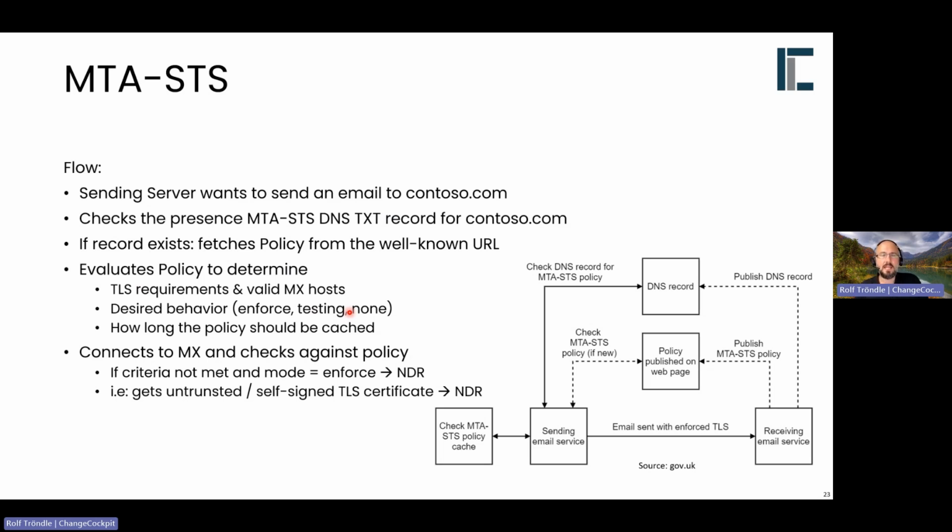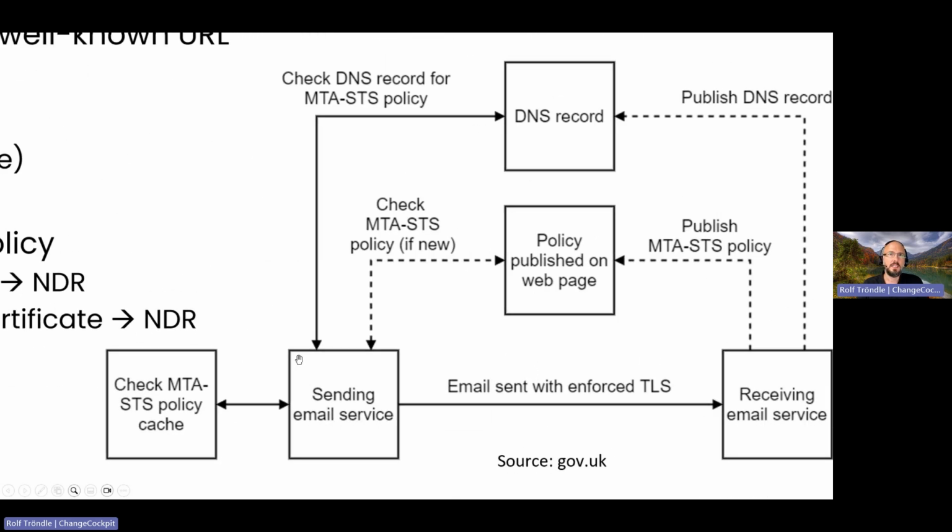And if you specify enforce in the policy file, this means if something is wrong, let's say the certificate is self-signed, then it will fail the sending, and if it's still on testing or on none, then it will still go through. And then how long the policy should be cached, because each sending email service which also supports MTA-STS will cache the policy file and would not, for every mail sending operation, go to your Azure function in an example or to your web server and download the policy. This makes things easier. We can also see this in this flow.